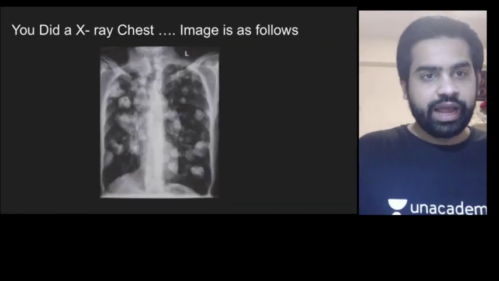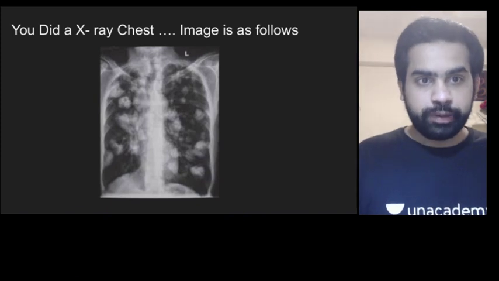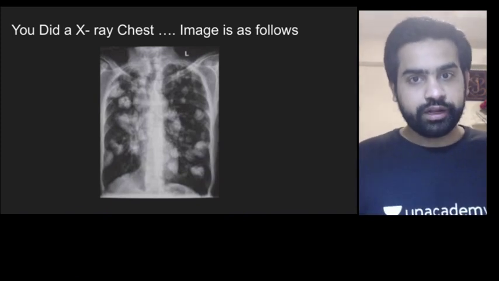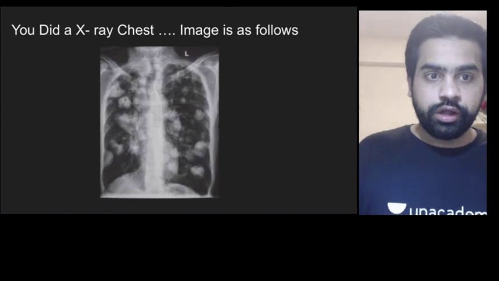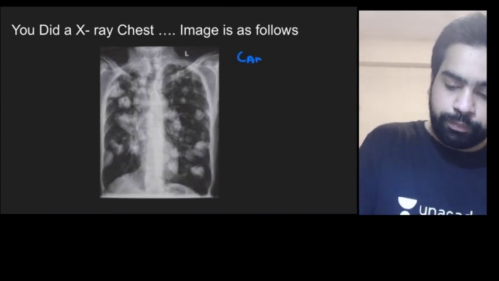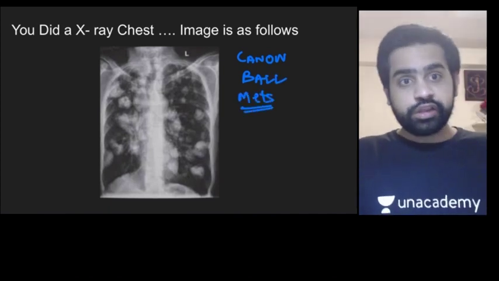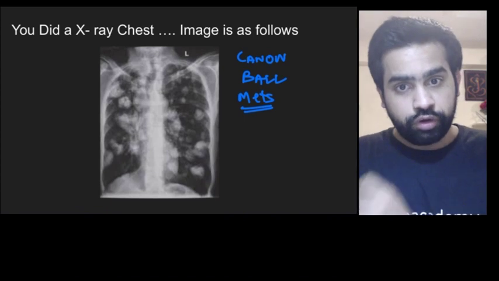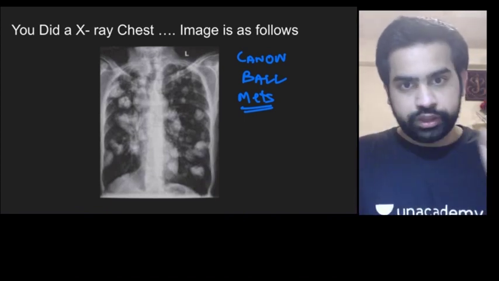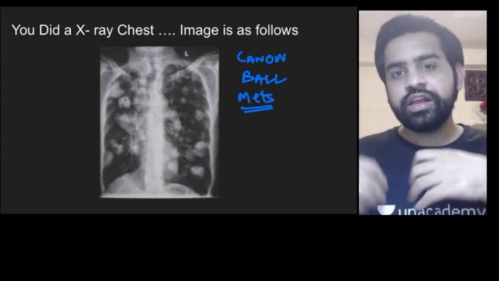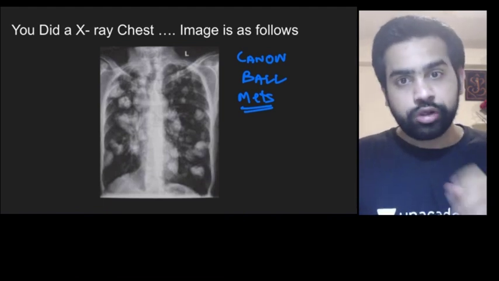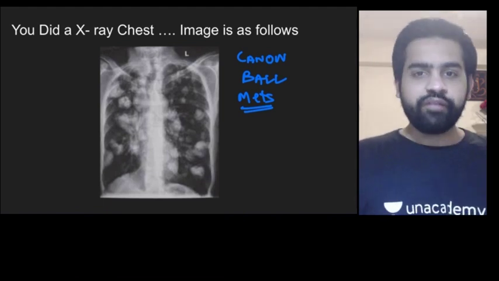You had also ordered an X-ray on this particular patient, and the X-ray showed this kind of a thing. So what do you have over here? You have a characteristic cannonball metastasis. This is again a feature of testicular tumors. Usually it is seen in choriocarcinoma. It is not that common in the seminoma, but yes, you are having it over here, so why not?